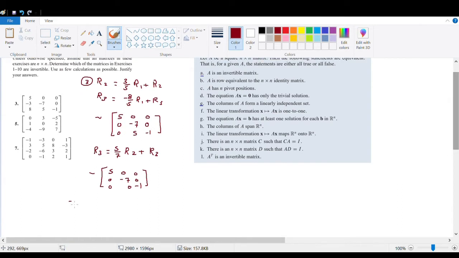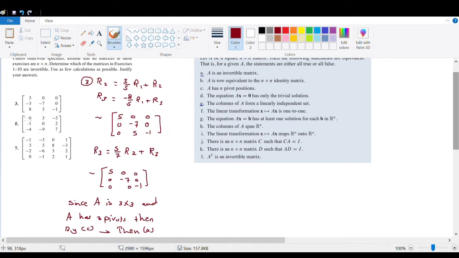So since A is 3 by 3 and A has 3 pivots, then by this one, C, then A. A should be invertible. It says if A has n pivot positions, then A is invertible. So this is for 3.